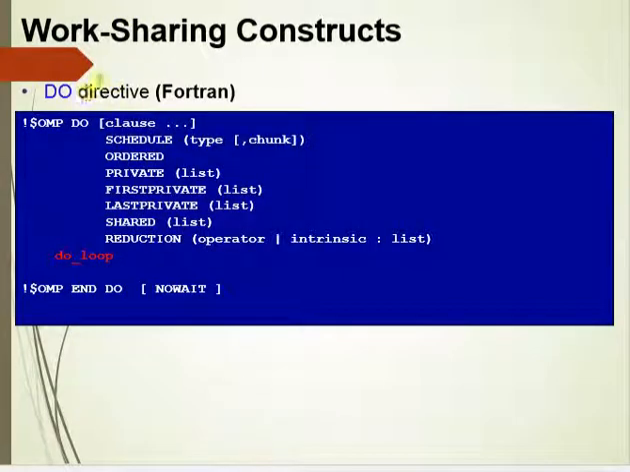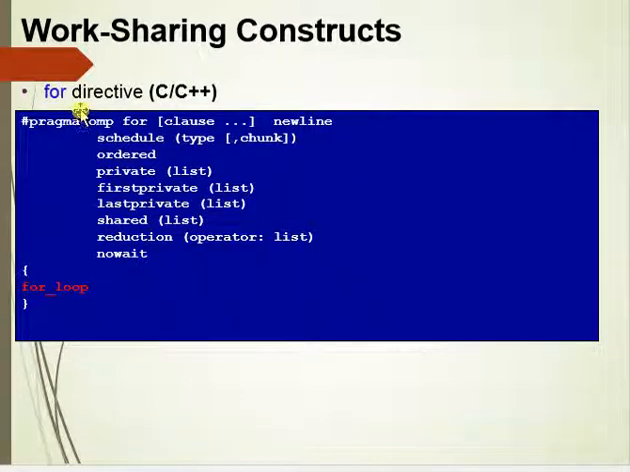This syntax tells us how we are using the do directive in Fortran. In the $OMP do clause, the schedule type is chunk. Here chunk is the size of a memory, along with ordered, private, firstprivate, lastprivate, and shared. These are the variables. This is the do loop, and the end of the do loop.